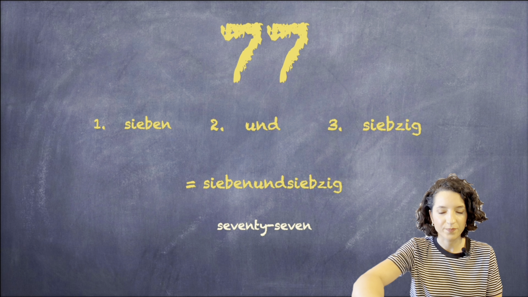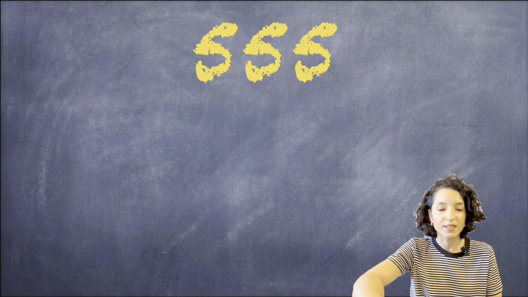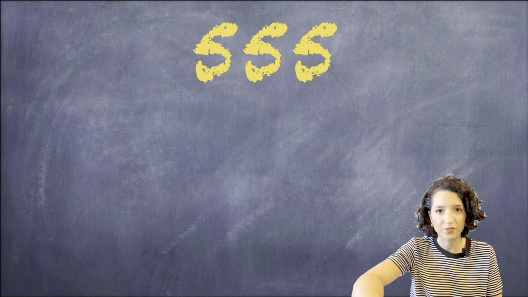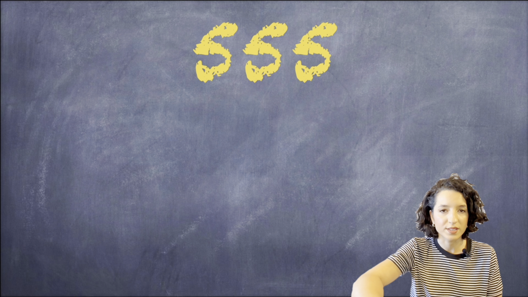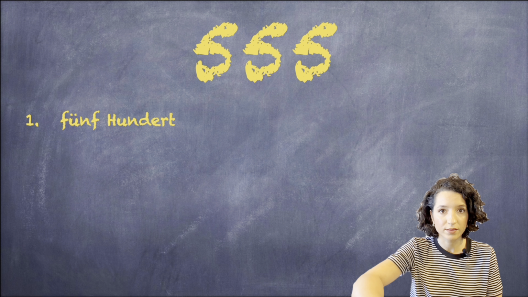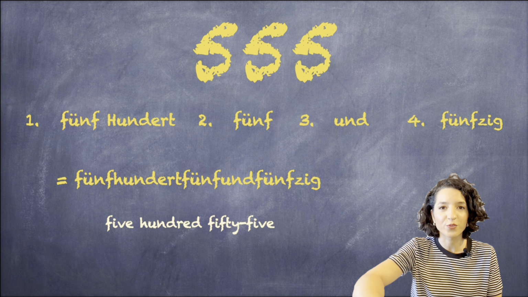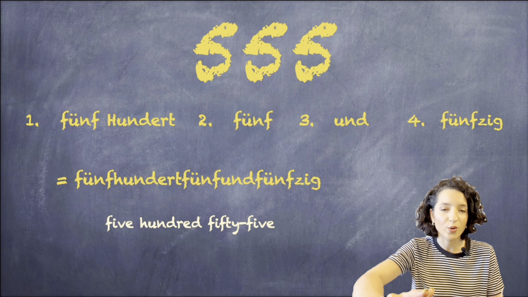77. And now the answer to 555. How do you say it? We will start with 500. Then we continue with the unit digit 5 and then comes the tens digit 50. 555. And now you know how to say it.